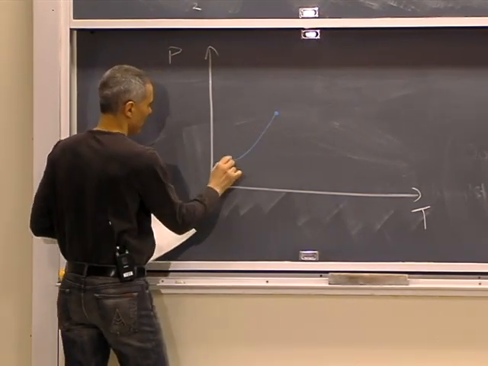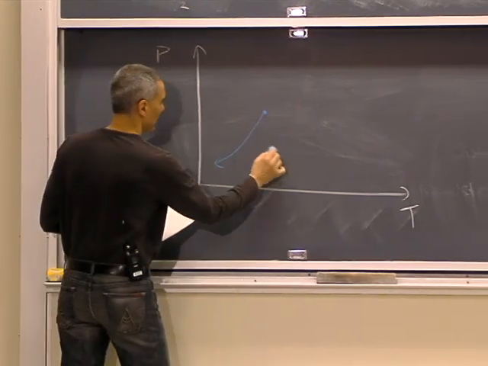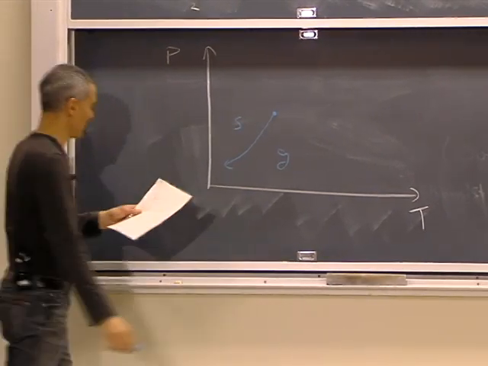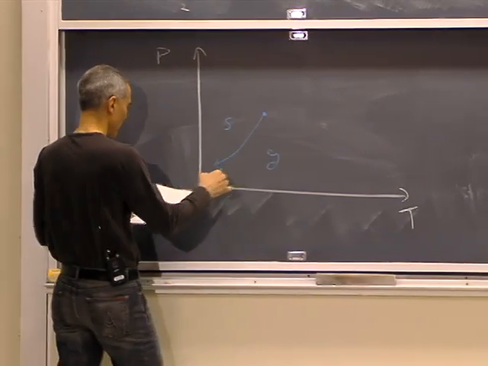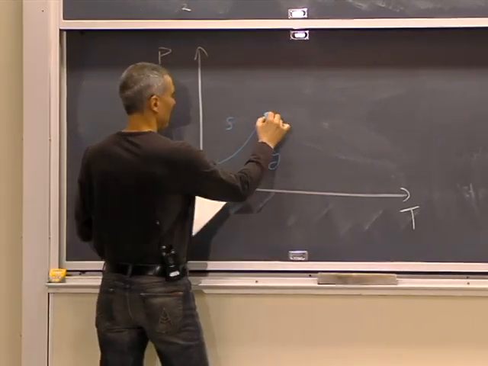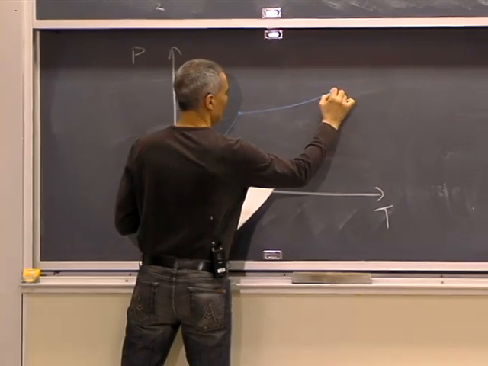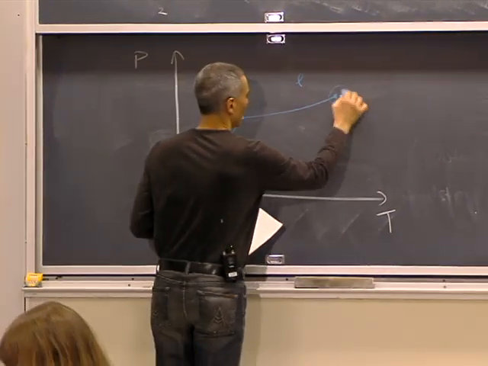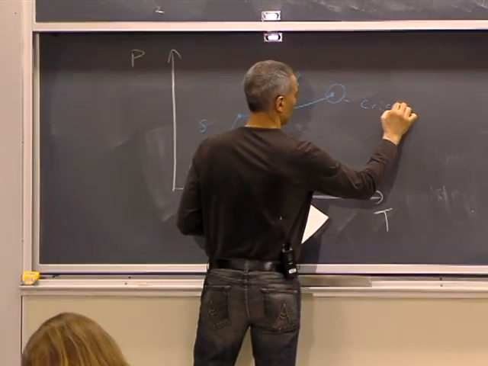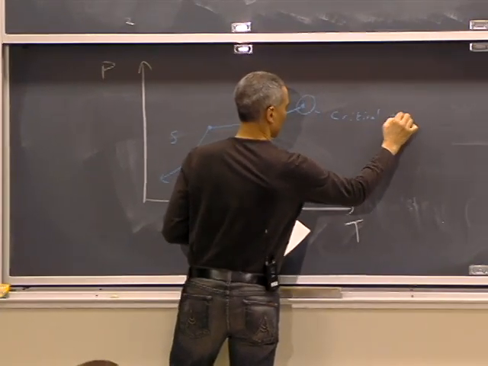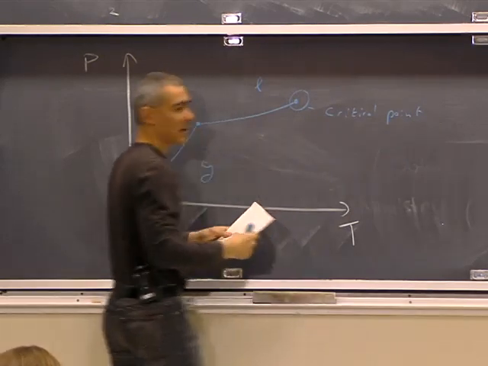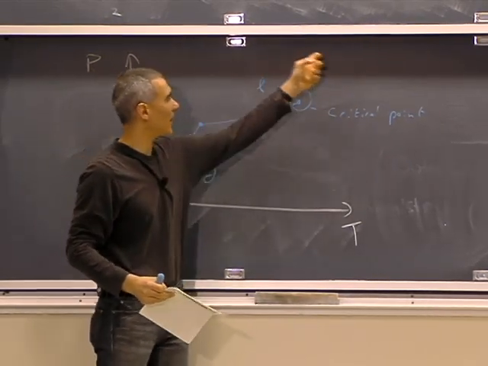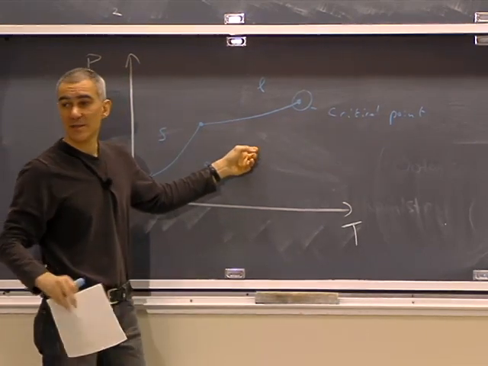Then there was a gas-solid coexistence line, which kept on going ad infinitum, and then a gas-liquid coexistence line with a critical point. So that allows you to go around. If you wanted to go from liquid to gas, you could go around this critical point and never actually see a phase transition.